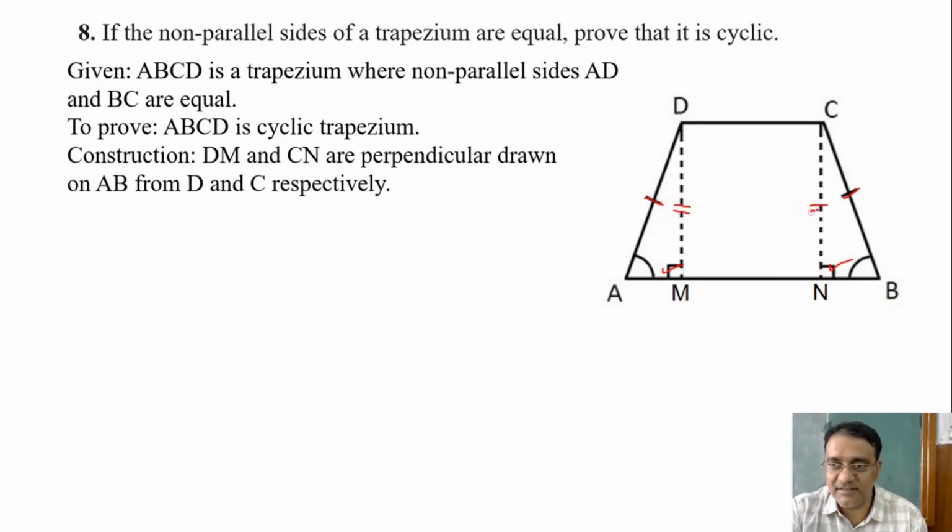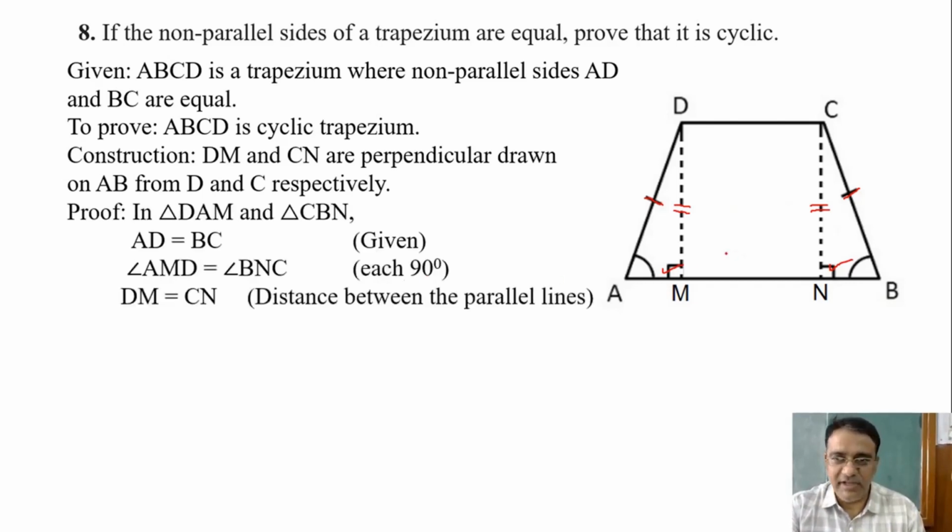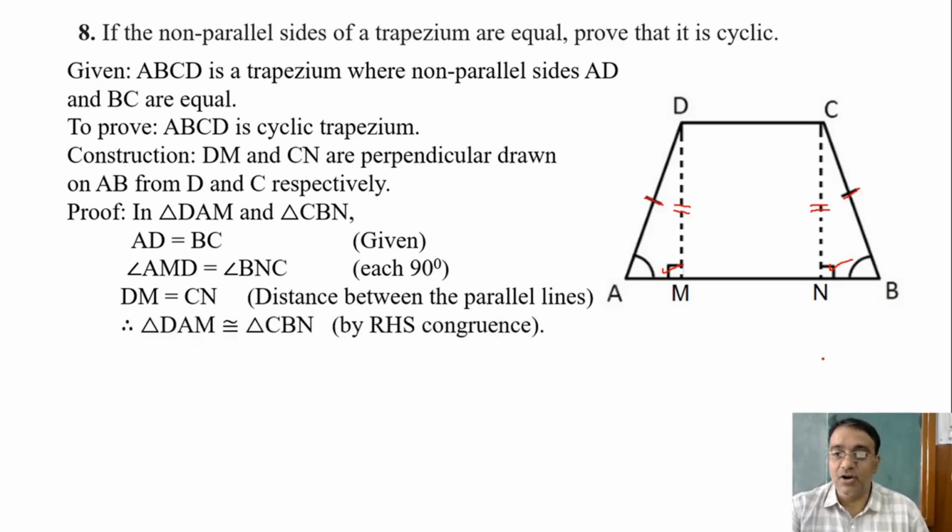What reason will you write? Altitudes of the trapezium. No. Distance between parallel lines. Very good. Perpendicular distance between two parallel lines is the same. So therefore these two triangles are congruent. By which rule? RHS congruence rule. Very good. Now these two triangles are congruent, we have proved. So angle A is equal to angle B. This is clear? Yes, sir.